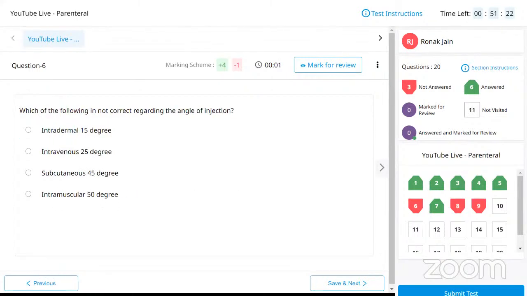Did we skip 6? Yeah, okay. So which of the following is not correct regarding the angle of injection? We know there are different kinds of injections that are given. There is a specific angle at which we inject. Which of the following is not correct according to these 4? Intradermal, which is given on top of the skin, is 15 degrees, that is correct. Intravenous is again given at 25 degrees, correct, because we cannot give it at 90 degrees straight, right? There is a specific way how we inject. Subcutaneous 45 degrees, correct. Intramuscular 50 degrees, this is the one which is incorrect. Intramuscular is not given at an angle of 50 degrees.